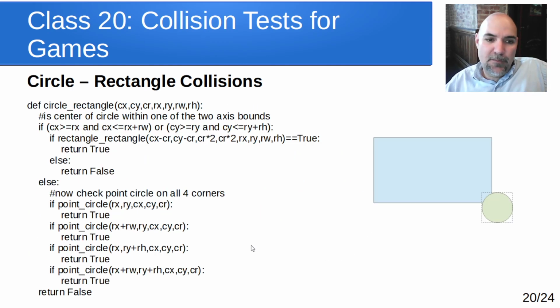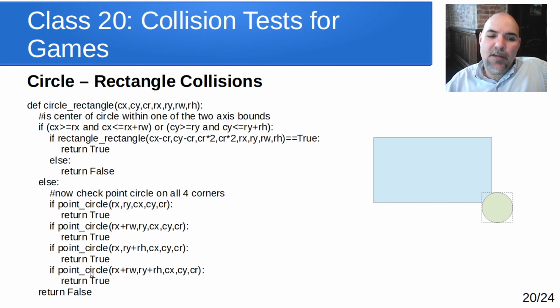So let's look at the code. Here's the code. A little more complex, but notice I built up this test using the other ones we had created earlier. In other words, I say, if it's within the range of X or it's within the range of Y, I just do the rectangle test. And that's either going to return a true or it's going to return a false. If it was not within the range, then I come down here to the else and I do the corner test.